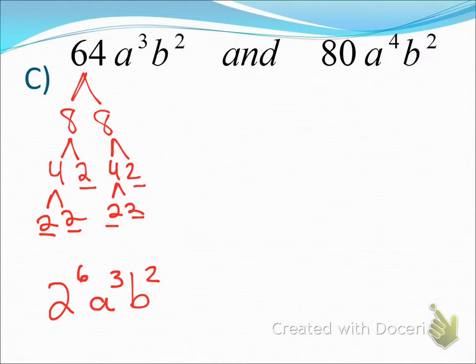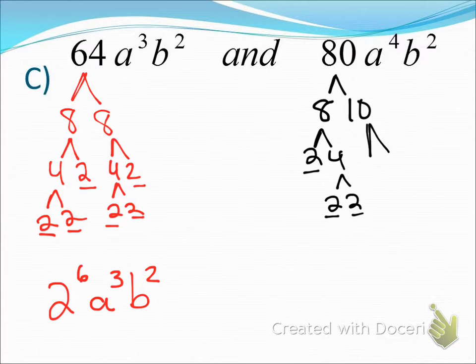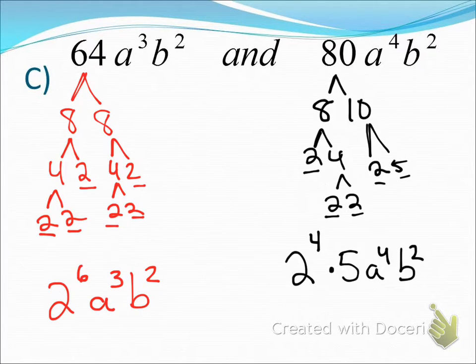All right, let's do 80. 8 and 10. You can do 40 and 2. I already did 8 and 10, so I'm going to stick with what I got. You should get the same answer. Is it 5? 5 is prime. All right, so this is 2 to the 4th times 5, a to the 4th, b to the 2nd.